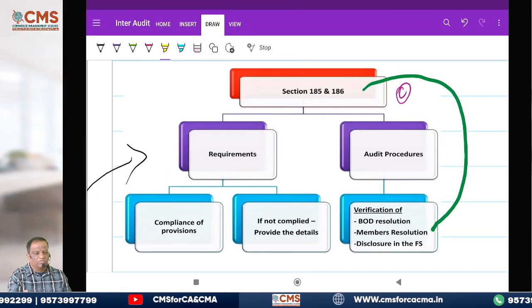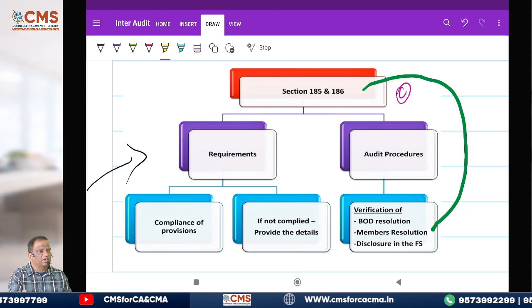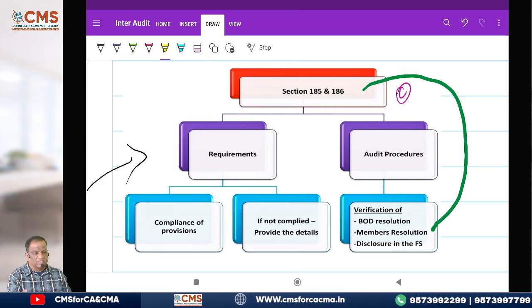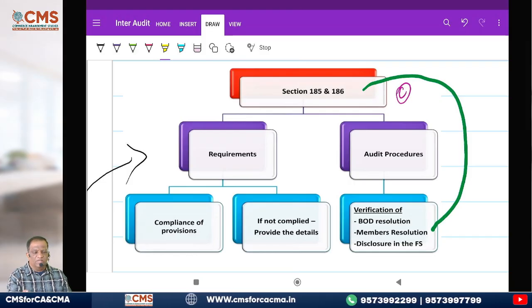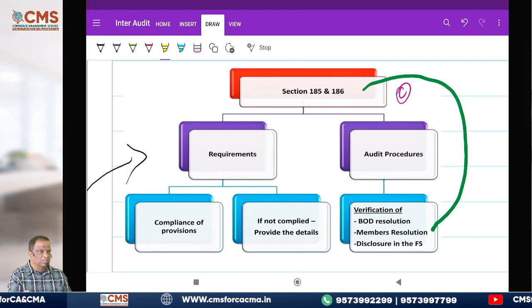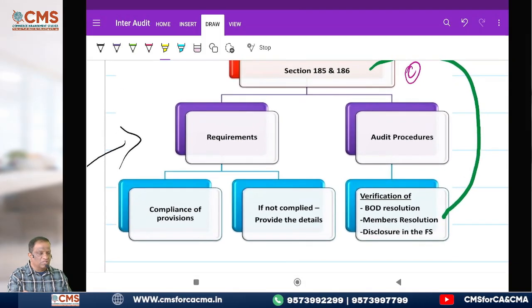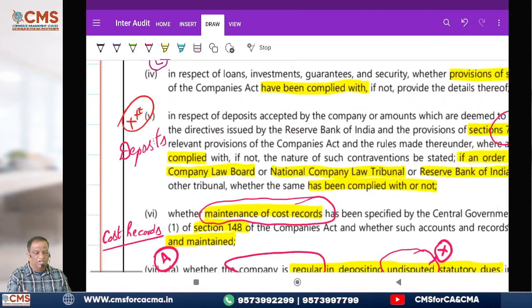Otherwise, what is to be reported here is whether the requirements of sections 185 and 186, that is the loans to the directors and all, have been complied with. If not complied, what are the details? And similarly, what are the audit procedures to be performed? The auditor has to see the board resolution, the members' resolution and the disclosures. So it is negligible for you, and I am not getting deep into it.